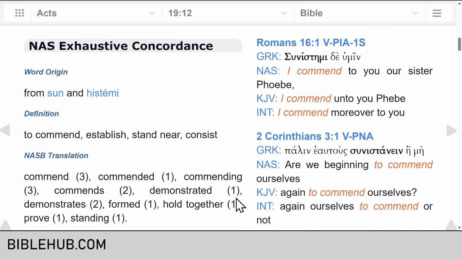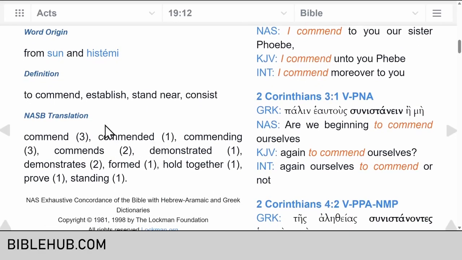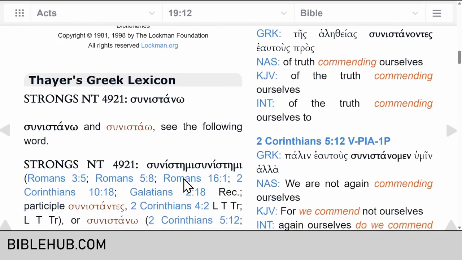In the New American Standard Exhaustive Concordance, it says that the definition is to commend, establish, stand near, or consist, pretty much the same as Strong said. And then it tells you this is how it's translated in different places. Commend 3 times, commended 1, commending 3 times, commends 2 times, demonstrated 1 time, demonstrates 2 times, and so on. All right, and then you can keep going down.